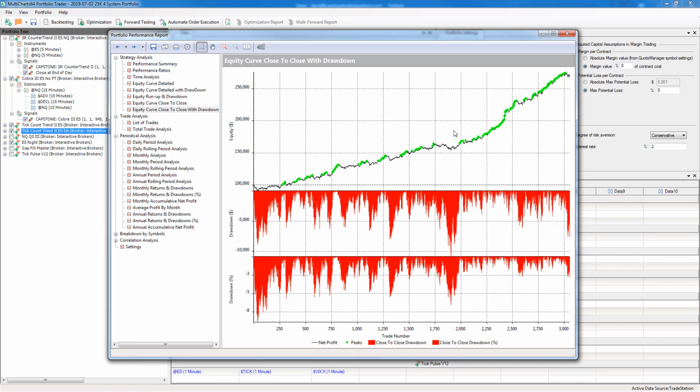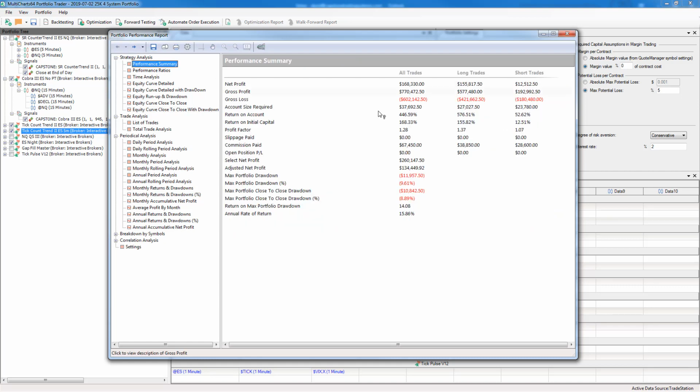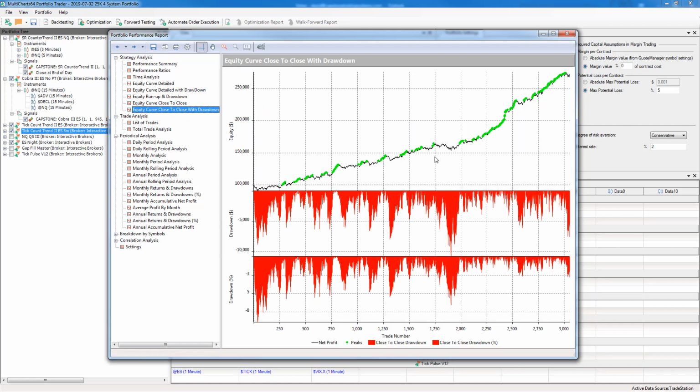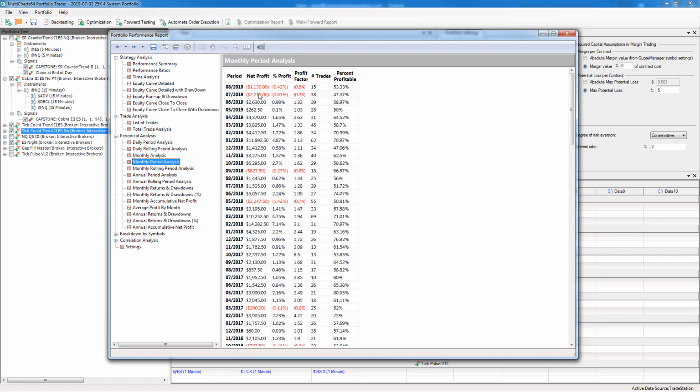And so you wonder, what is a normal drawdown? How long and how deep do these drawdowns go? And so if you look at the performance summary, you're looking at a $12,000 drawdown and time period. It's from trade 1737 to 1988, and then we can look at the total trade analysis or a list of trades to determine how long that is. It's about a year or so. And so let's look at the monthly period analysis.